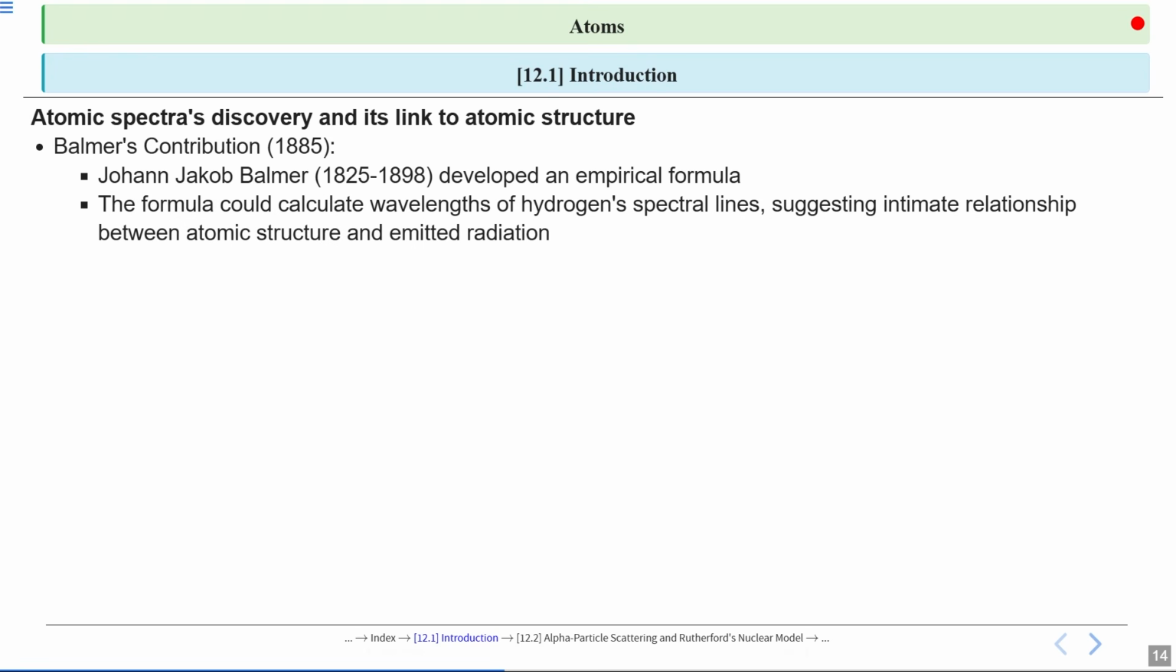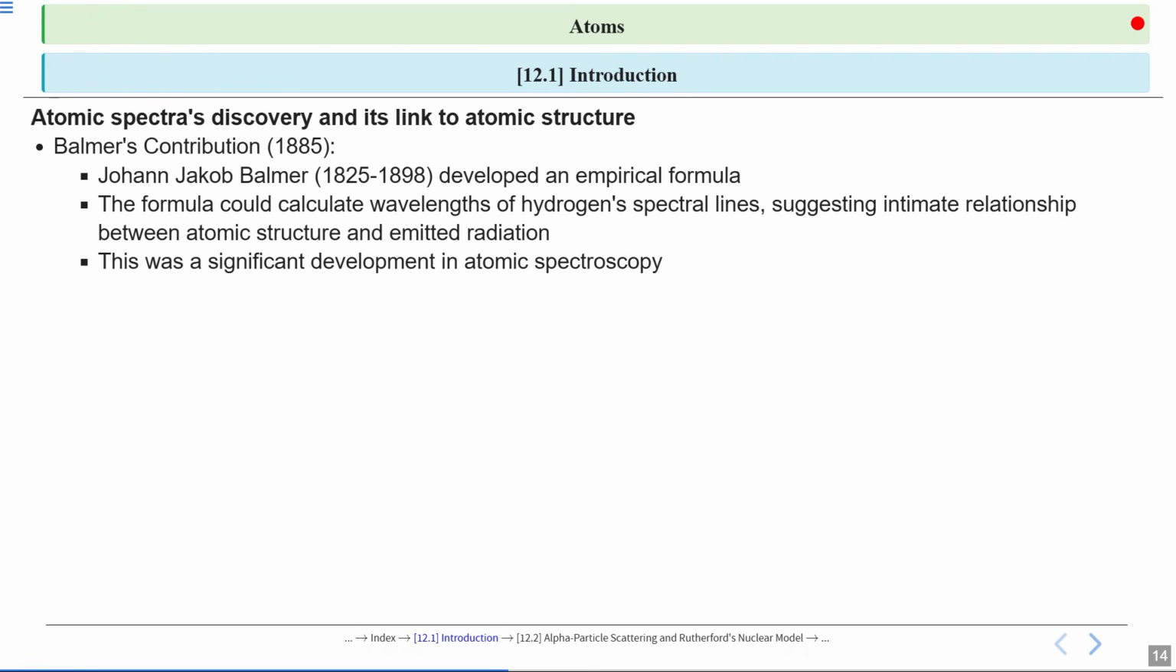Balmer's formula actually calculated the exact wavelengths of hydrogen spectral lines. This suggested a deep connection between the structure of atoms and the radiation they emit. In other words, the light we see from hydrogen isn't random, it's tied directly to what's happening inside the atom.